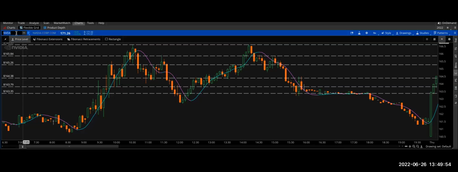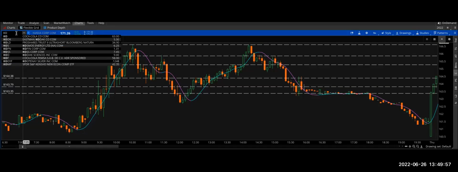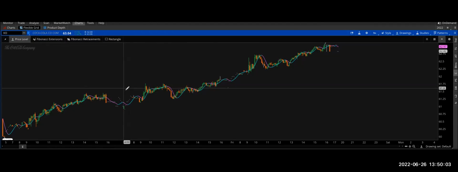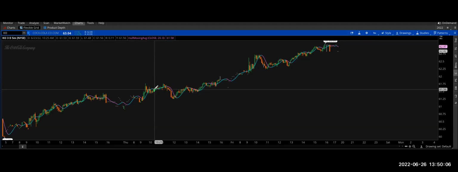I'm a volatility guy. So I'm not looking to trade something like Coca-Cola. It kind of just sits there. It moves $1 in 5 days. Why would I want to do that? I'm not 90 years old.